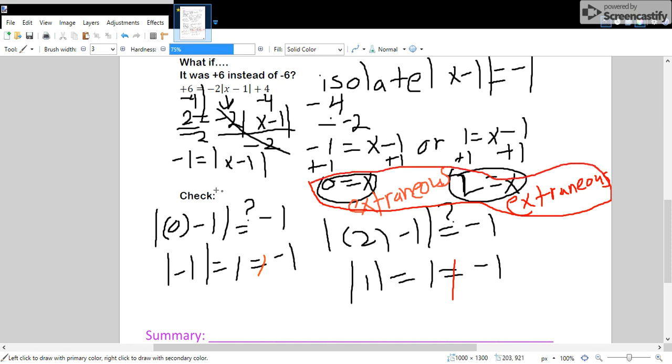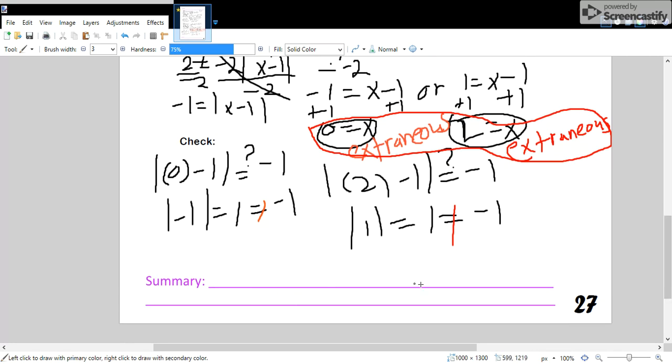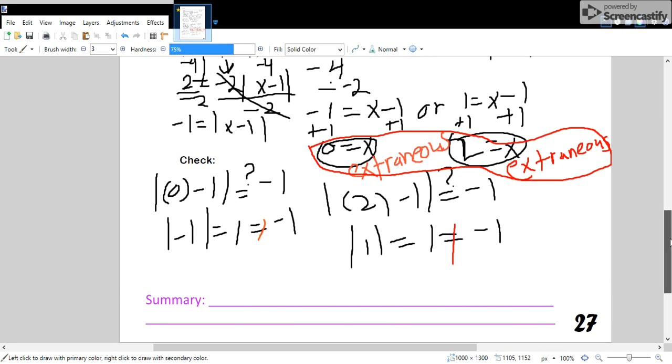One thing you could do to check yourself on this, after you've isolated this, you could never get a negative number after you've taken an absolute value of something. Alright, go ahead and write your summary at the bottom of the page on page 27.